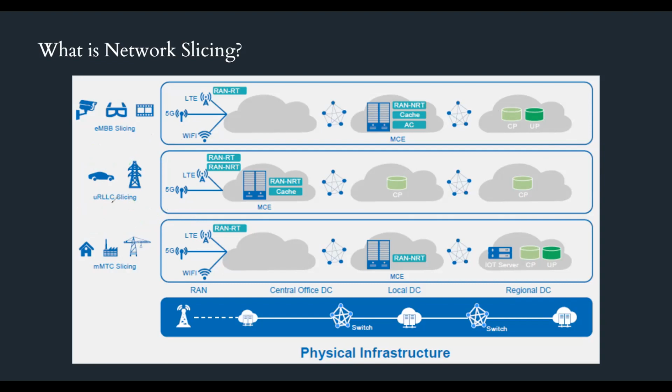So likewise, we can have different types of slice. Another slice we can have is the mMTC slice. That means massive machine type communications slice. In this case, we are talking about multiple sensors or multiple devices connecting to the network at once. So when we take IoT situations, we have maybe 1 million devices.